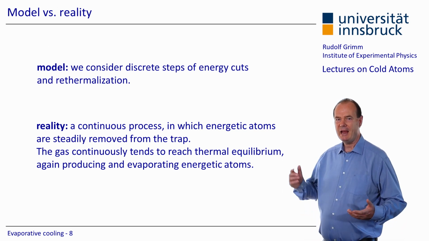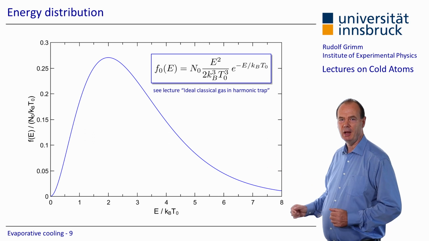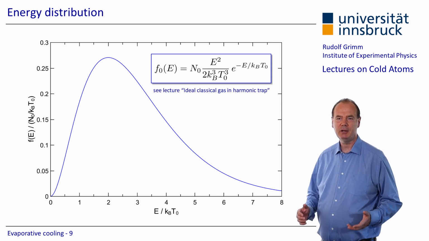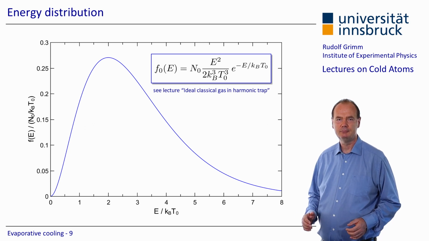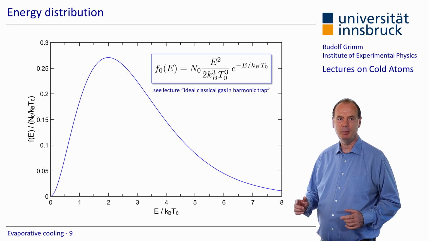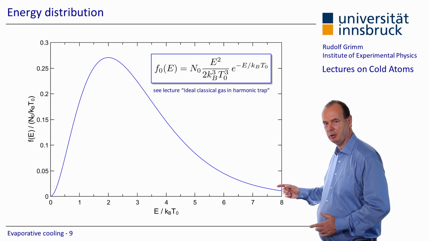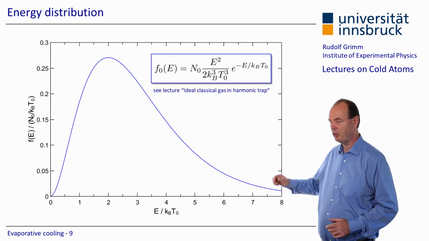Let us start with the energy distribution of atoms in a harmonic trap, as discussed in detail in one of my earlier lectures. Here we restrict ourselves to harmonic traps, but the generalization to other potentials is rather straightforward. The mean energy per particle in a 3D harmonic potential, as is well known from the equipartition theorem, is 3 k_B T, where k_B is the Boltzmann constant and T the temperature.